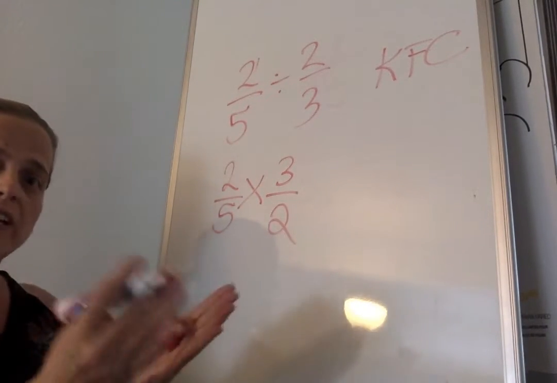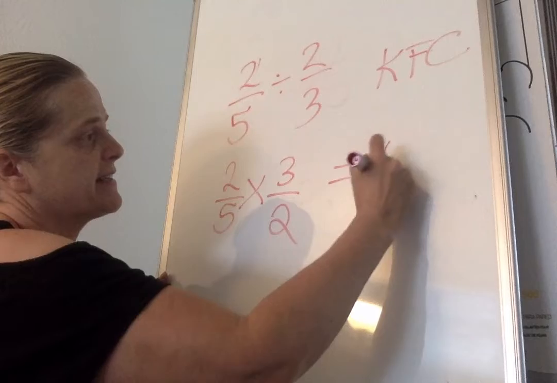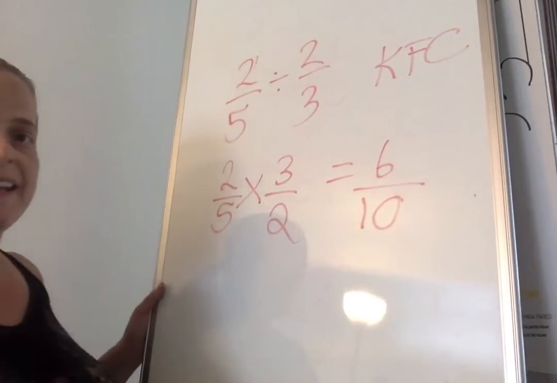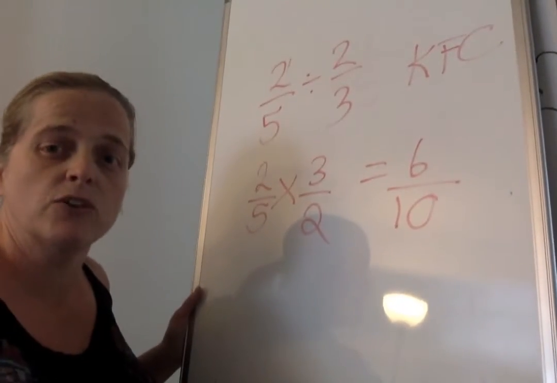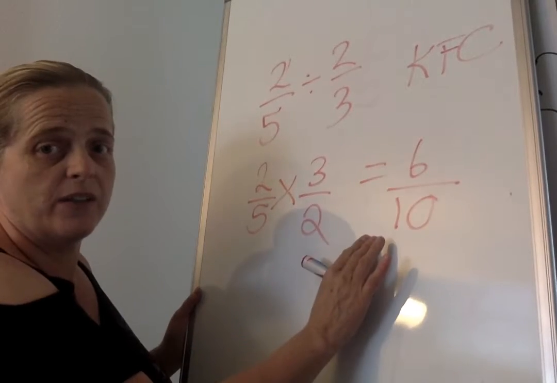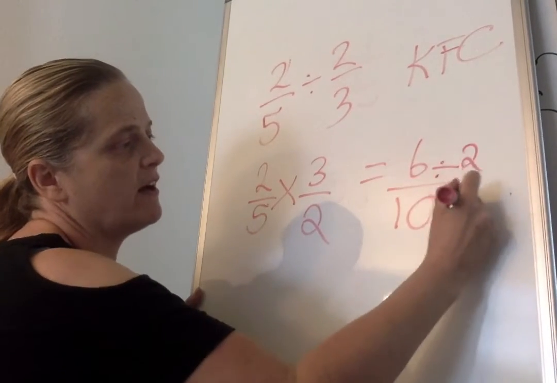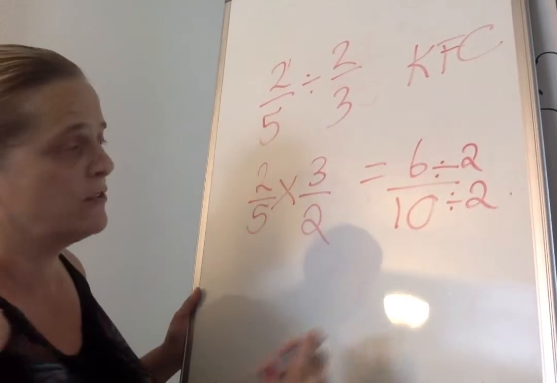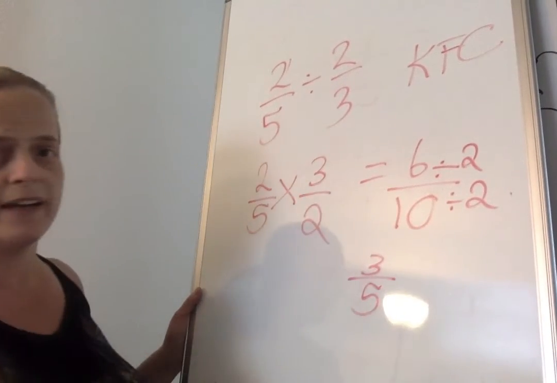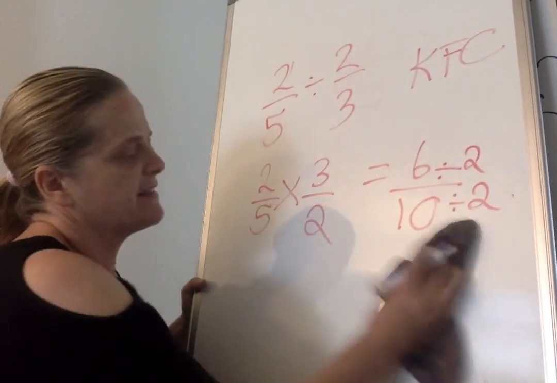Now multiply straight across. 2 times 3 is 6. 5 times 2 is 10. Is this fraction in its lowest terms? No, it's not. This is an even and even number. All even numbers love 2, so divide by 2, and you get 3/5. Okay? Let's do one more.